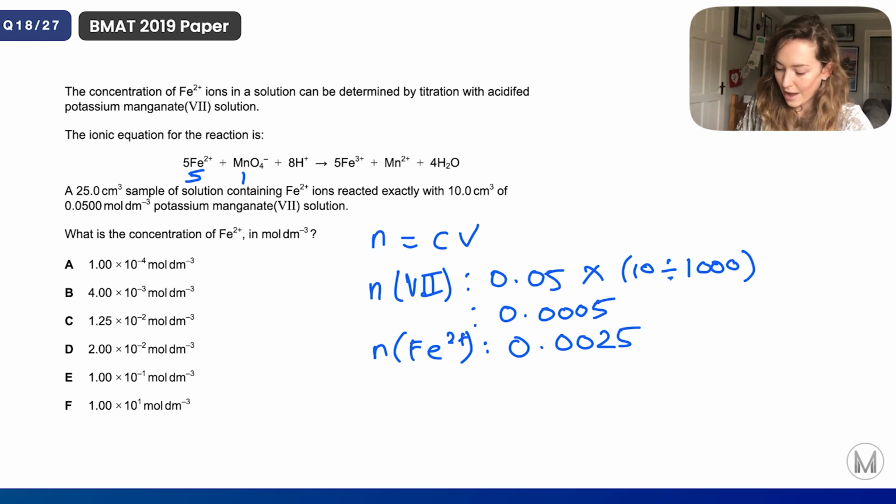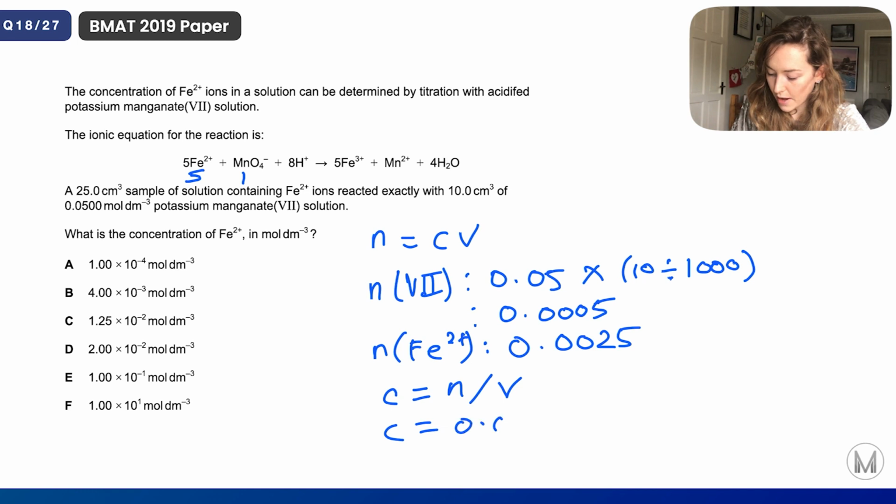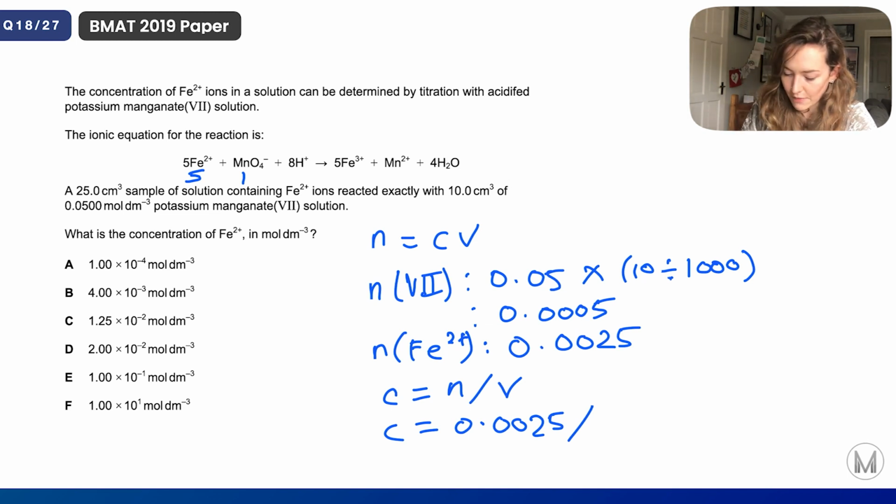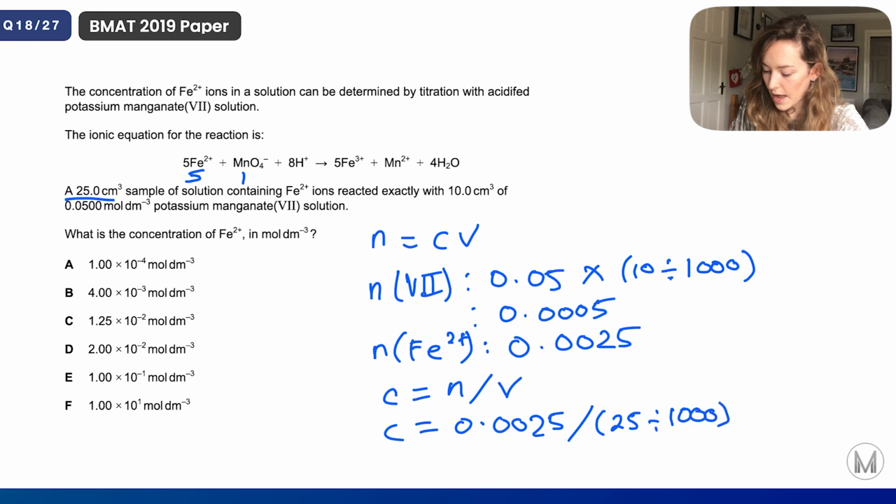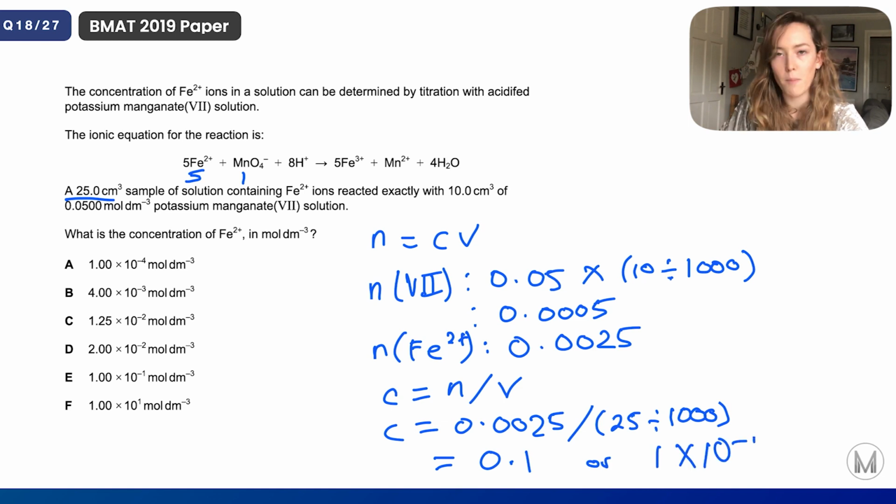So now I've got my moles of my iron and I've been given my volume of my iron in the question, so I can work out the concentration. So n equals CV. If I rearrange that, C, concentration, is equal to moles divided by volume. So my concentration is going to be my moles of my ions divided by my volume. And my volume is 25 centimeters cubed divided by 1,000 to convert it into decimeters cubed. And that is equal to 0.1, or 1 times 10 to the minus 1 moles per decimeter cubed. So my answer is E.